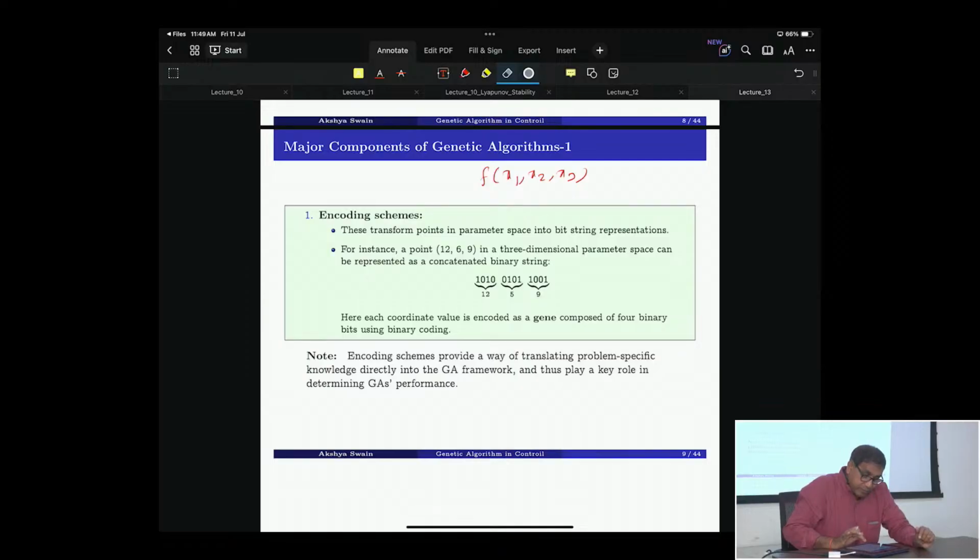Encoding schemes provide a way of translating problem-specific knowledge directly into the GA framework and thus play a key role in determining GA performance. You have to encode it. Okay. In the MATLAB program, it is very simple. You just give a random number, and it will generate a random string, right?